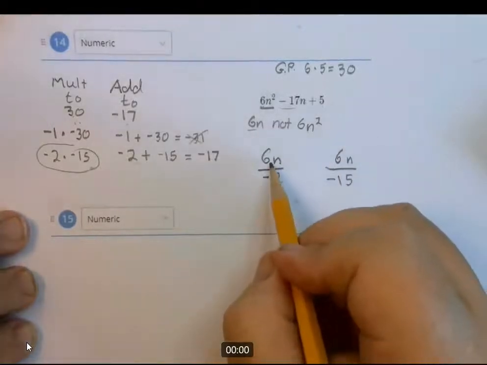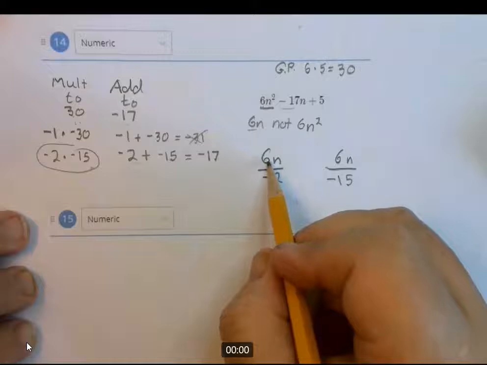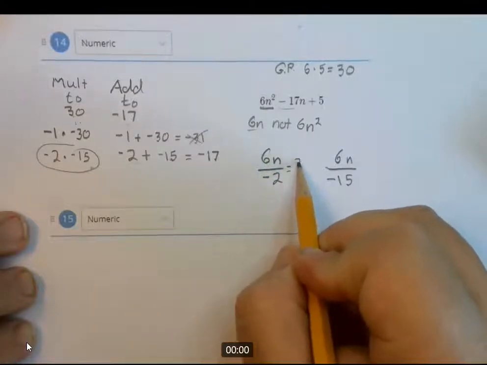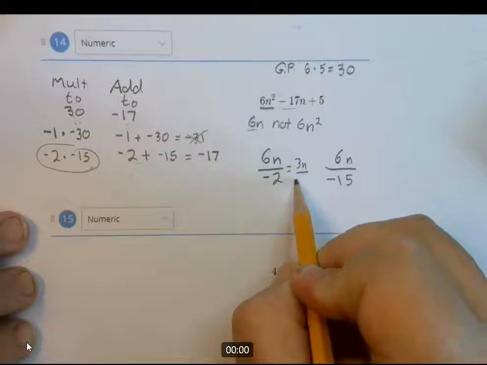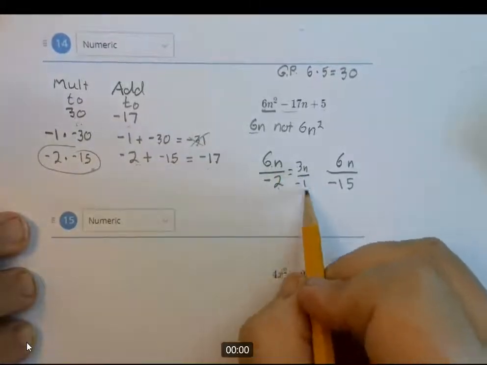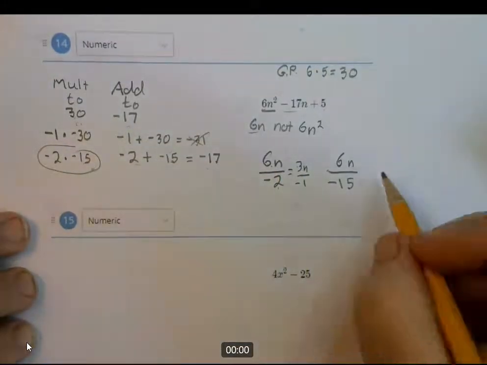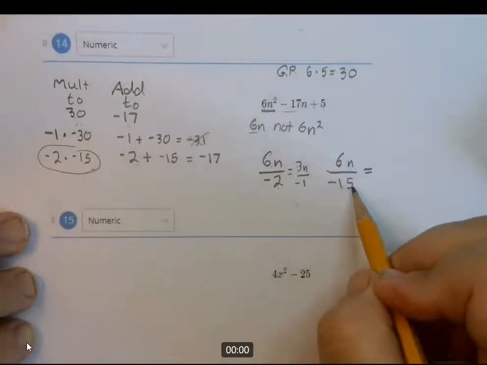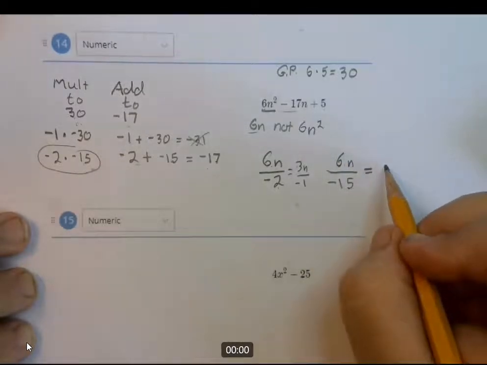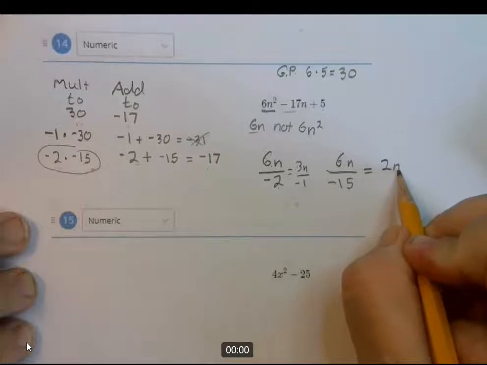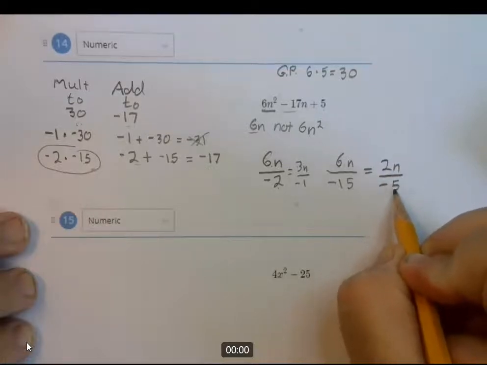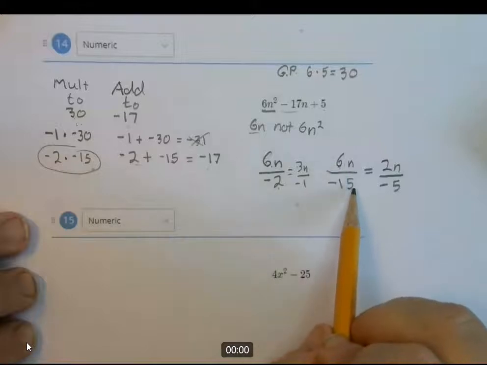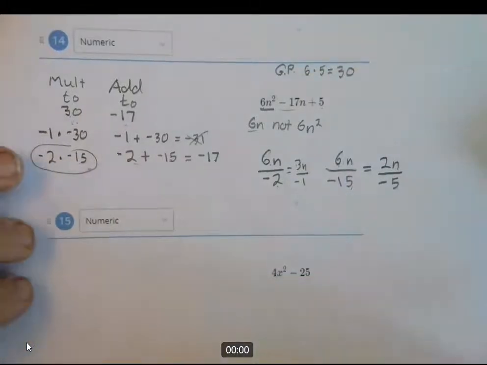So this reduces. 2 goes into 6 3 times, goes into that once. So this reduces to 3n over negative 1. 6 over 2 equals 3 over 1. For this one, 3 goes into 6 2 times, and it goes into 15 5 times. So I can reduce this down to 2n over negative 5. Okay, I divided this by 3, and I divided this by 3. Okay, and there you go.